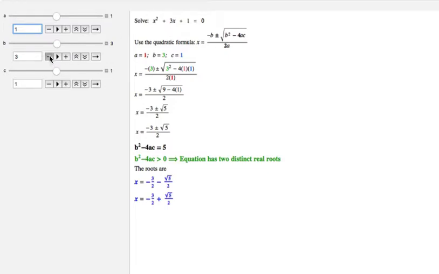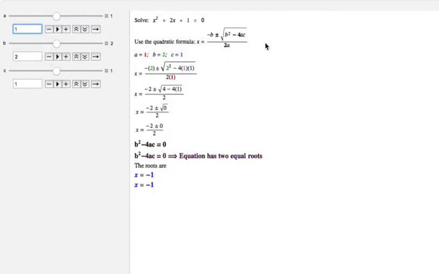Now if we drop the b value from 3 to 2, we're going to see something different. Now the determinant equals 0. We have a b value of 2, so 2 squared minus 4 times 1 comes out to 0. So when the determinant equals 0, we're going to have two equal roots, meaning when we plug all of these values into this whole formula and simplify, we're going to get the same solution twice.